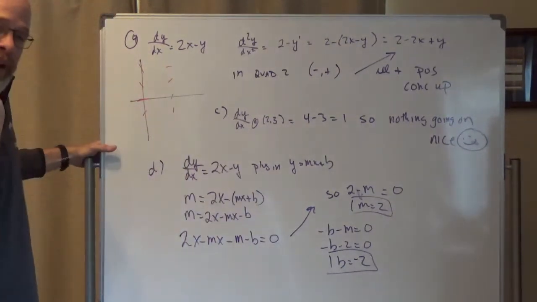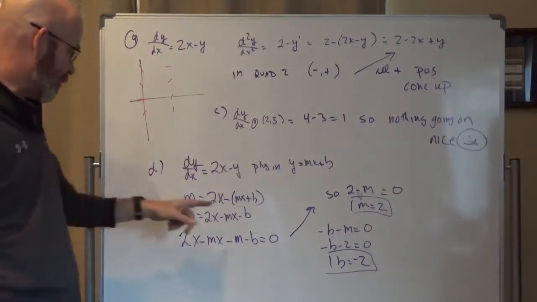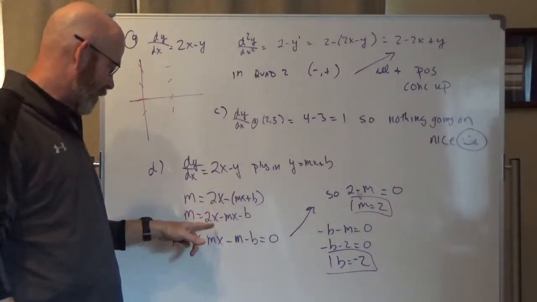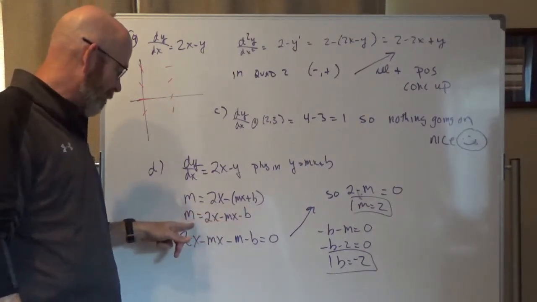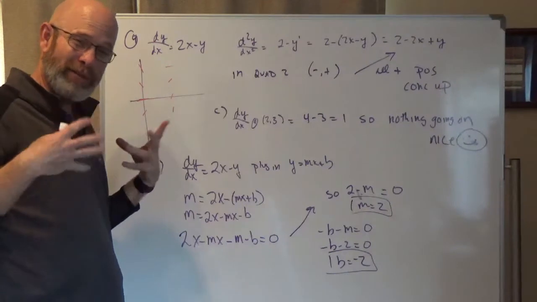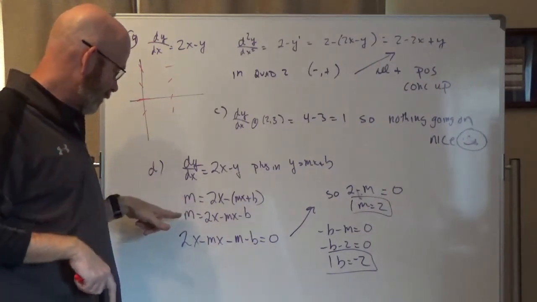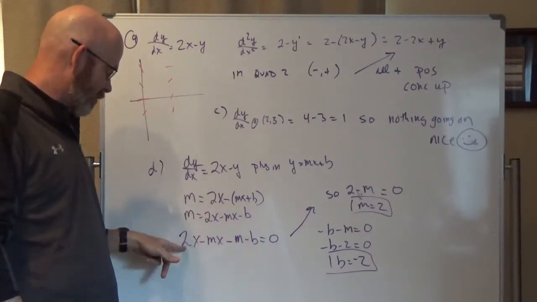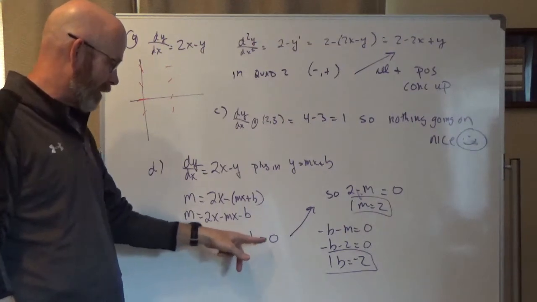So the problem is I got to find m and b for this. So what I did first was distribute that minus sign through. I got 2x minus mx minus b equals m. It's a little tricky actually at first. What do I do? But then I realized if I just bring this over here, I get 2x minus mx minus m minus b equals 0.